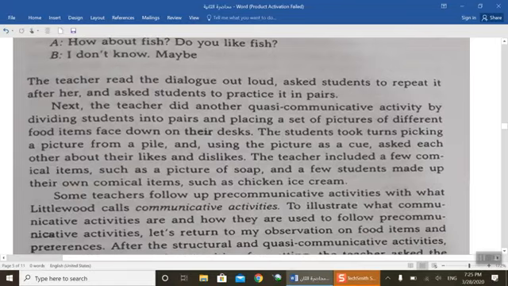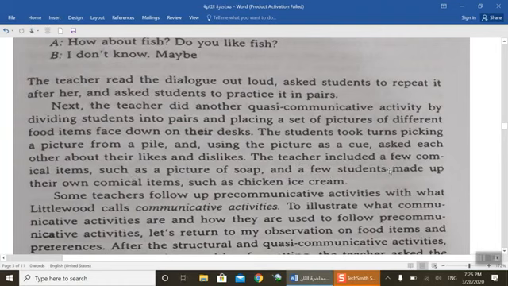The teacher read the dialogue out loud, asked students to repeat it after her, and asked students to practice in pairs. Next, the teacher did another quasi-communicative activity by dividing students into pairs and placing a set of pictures of different food items face down on their desks. The students took turns picking a picture from a pile and, using the picture as a cue, asked each other about their likes and dislikes.